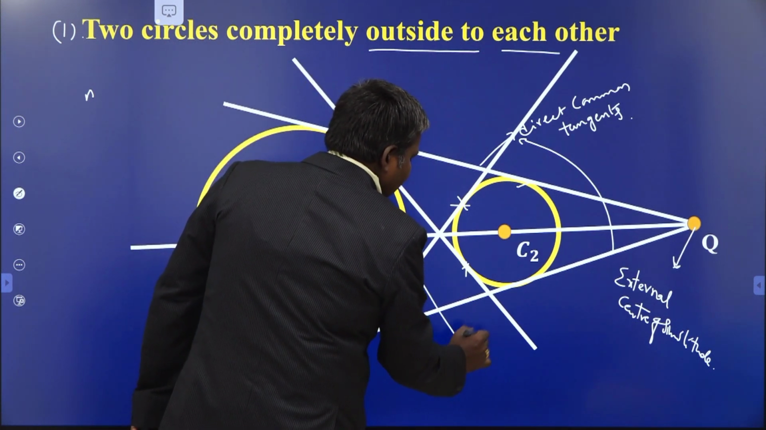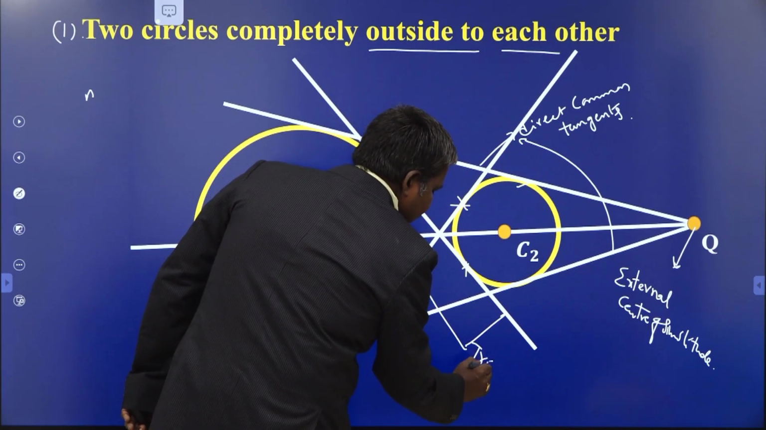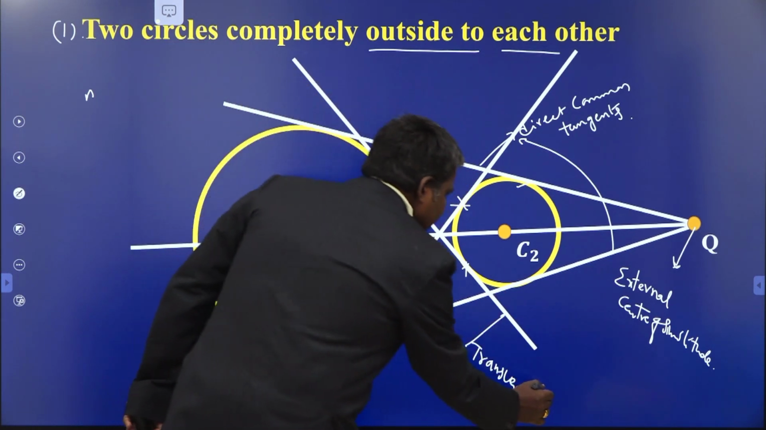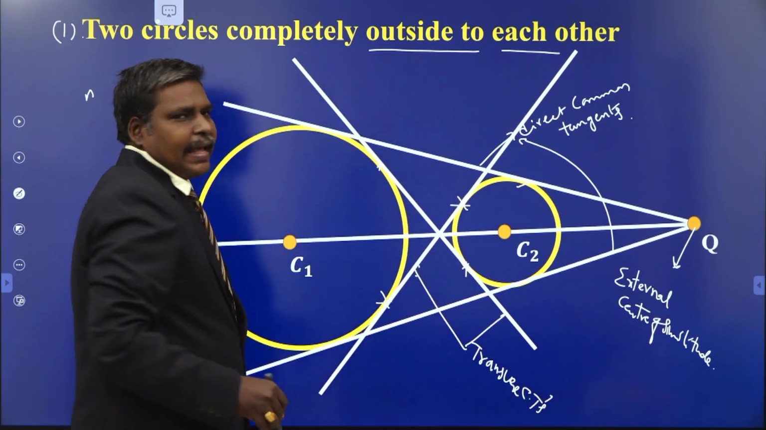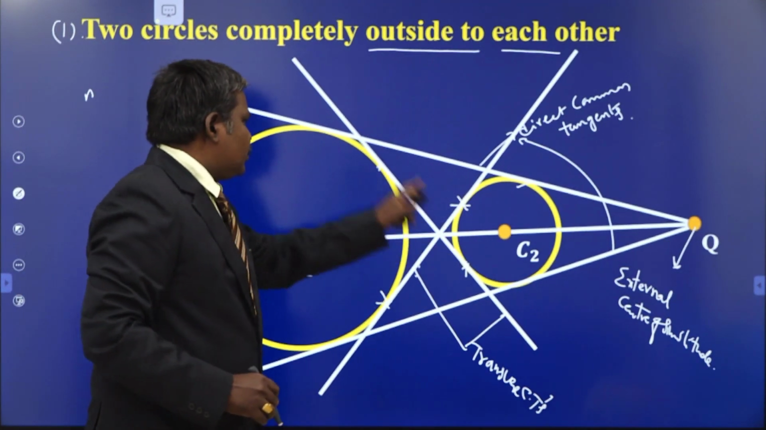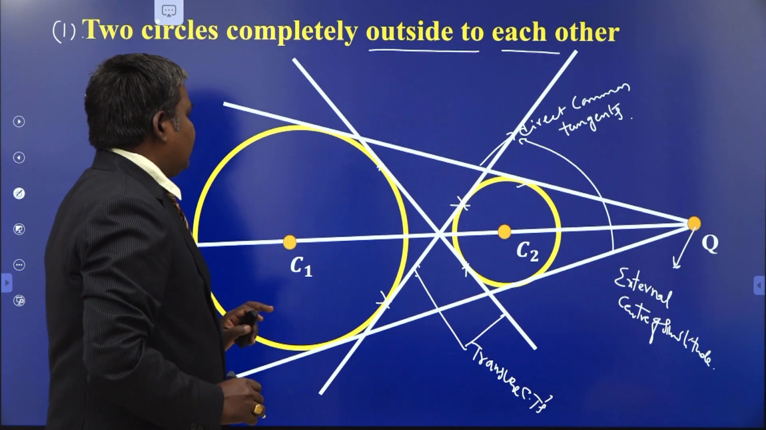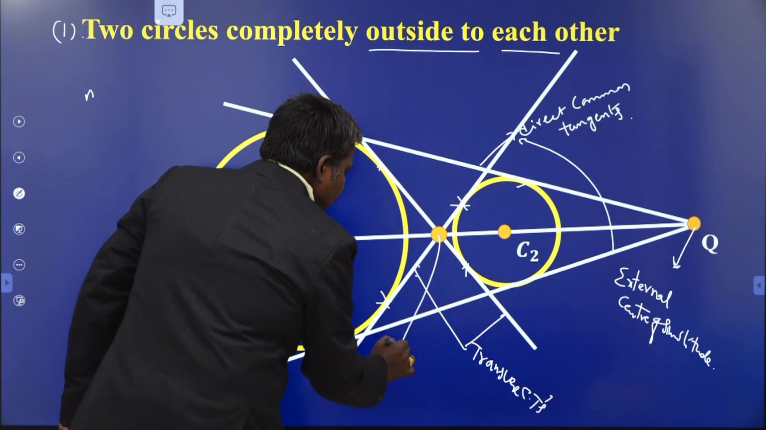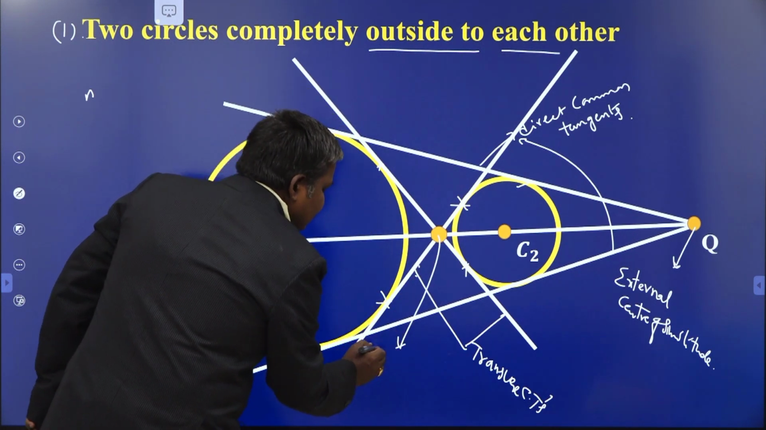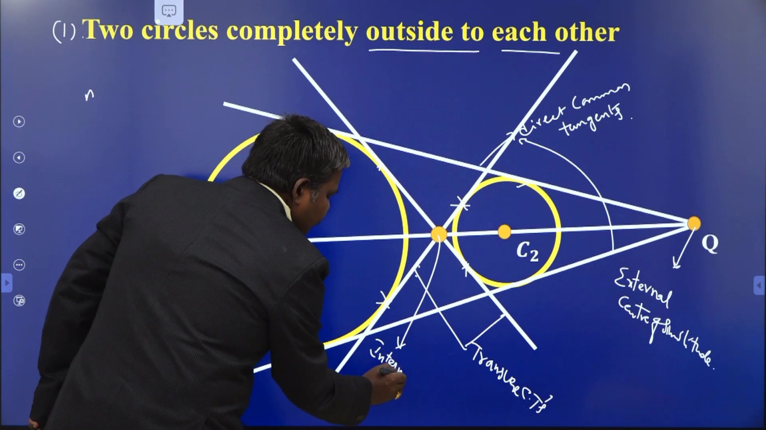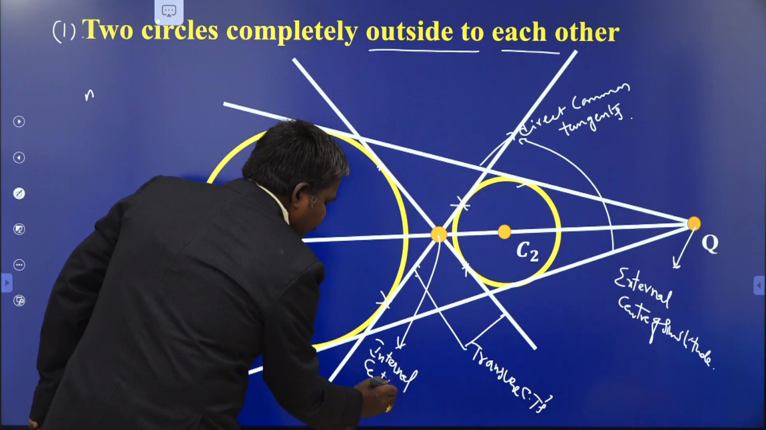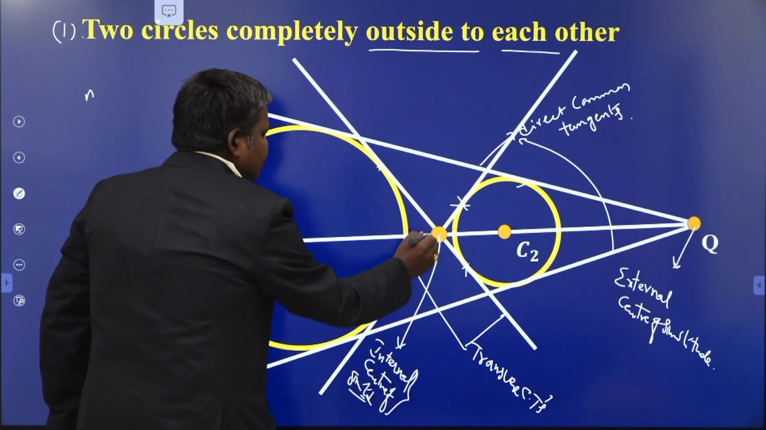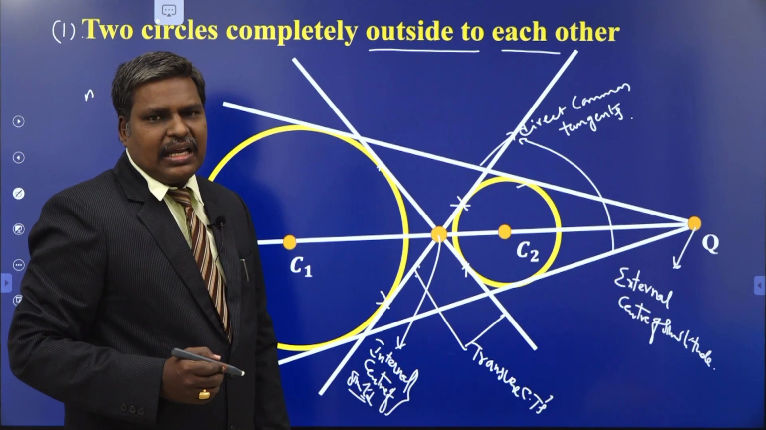These two tangents are called what? Transverse common tangents. Here the centers are opposite to the tangent. This is C1, this is C2. These are the lines passing through in this manner. They intersect at this point. This point of intersection is called the internal center of similitude. So transverse common tangents always pass through the internal center of similitude.